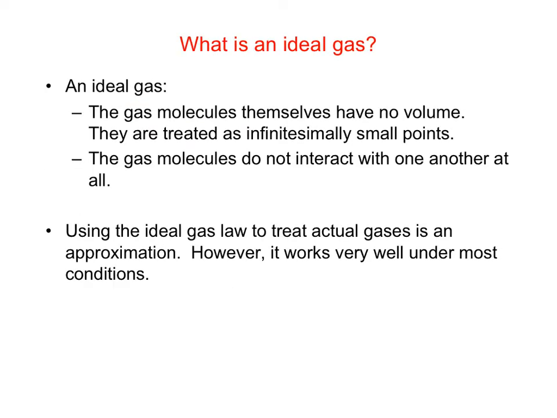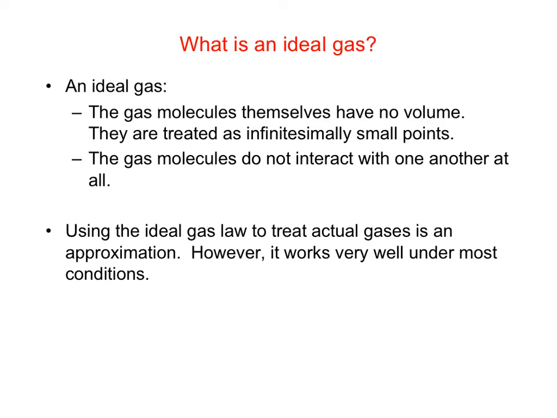So it's called the ideal gas law, but what is an ideal gas? Well, an ideal gas is an approximation. But it's actually a pretty good approximation, and it greatly simplifies the calculations. When we use the ideal gas law, we're assuming that the gas molecules themselves have no volume. They're treated as infinitesimally small points. For most situations, that's a pretty reasonable approximation because the actual volume of the molecules is pretty small compared to the total volume that the gas makes up.